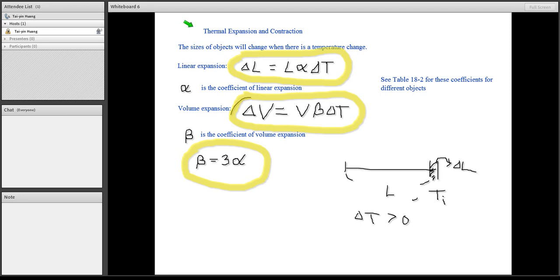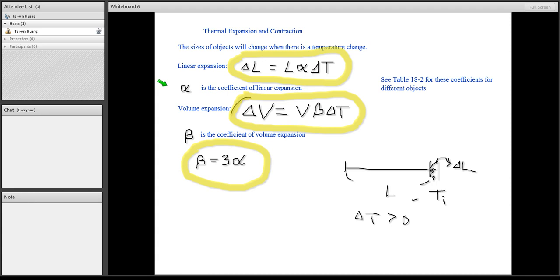And so let's look at the one-dimensional case where you have a linear expansion. So this equation tells you that the change in length, delta L, is equal to L, the original length of the object, times alpha, which is a constant, and then times delta T, which is the change in temperature or the temperature difference. Okay, so what is alpha? Alpha is the coefficient of linear expansion.